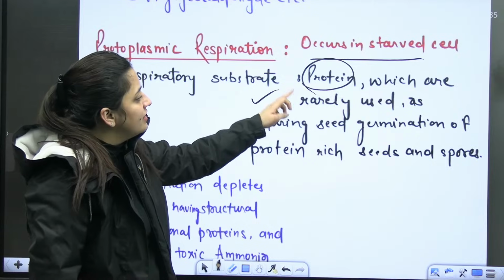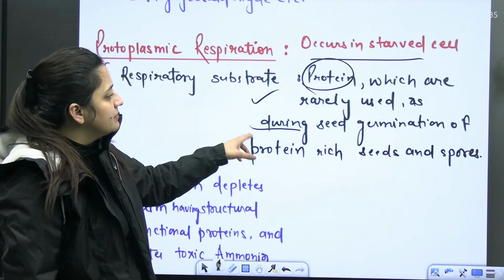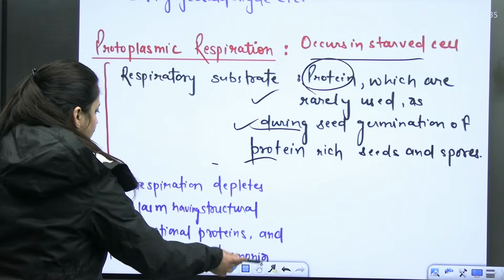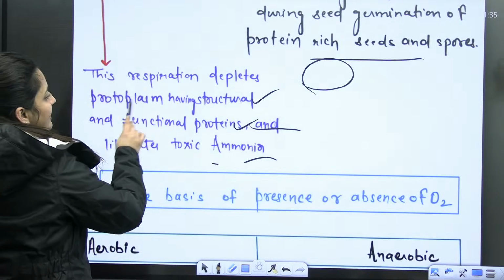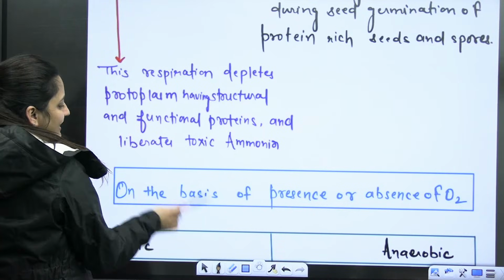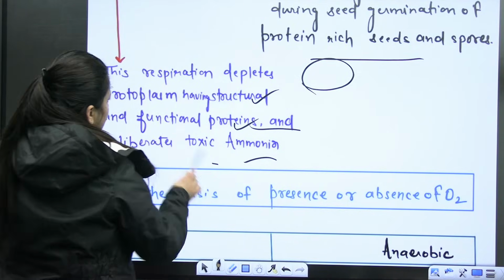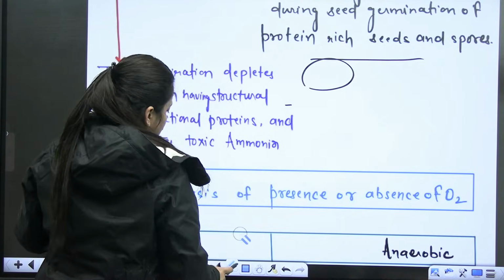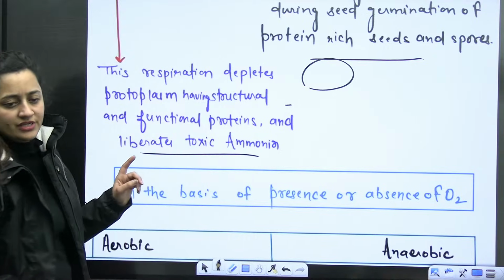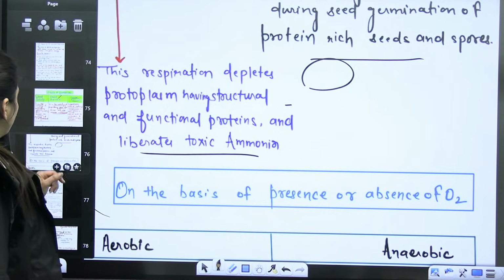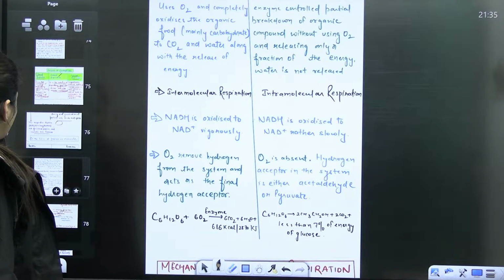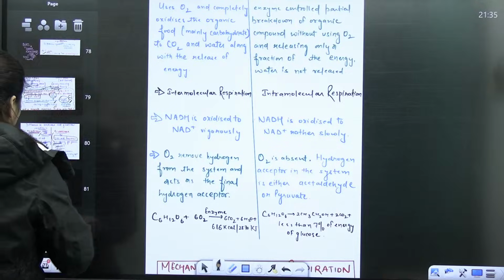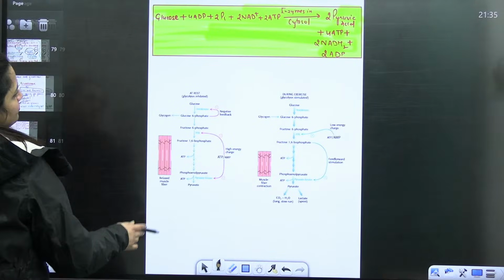So proteins are rarely used as a respiratory substrate, except during seed germination of protein-rich seeds and spores. This respiration depletes the protoplasm, which has structural and functional proteins, and liberates toxic ammonia. So this is protoplasmic respiration. Understood? The differences between aerobic and anaerobic we'll discuss at the end, and I hope this glycolysis part is clear.